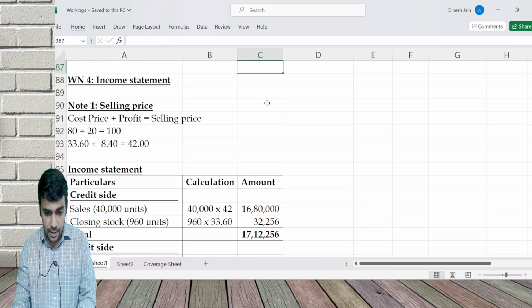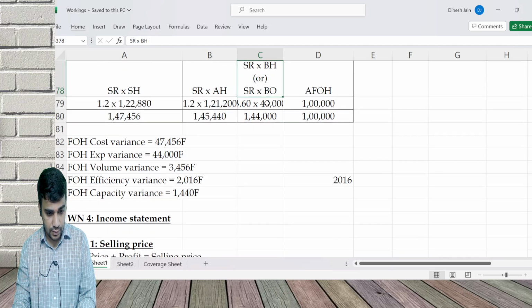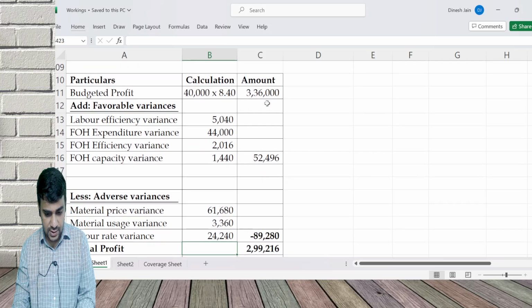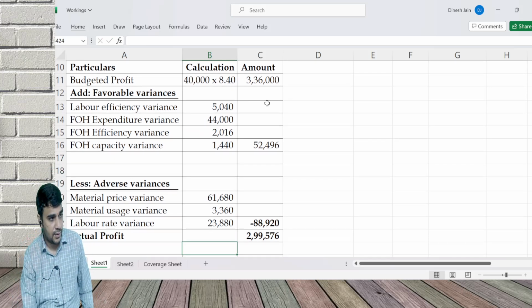45? No, no, that you are checking. This is for 44,000 only. I don't know. Correct only. How much is the labor rate? 23? Okay, now it is coming.